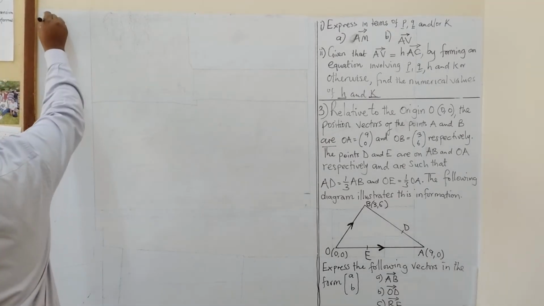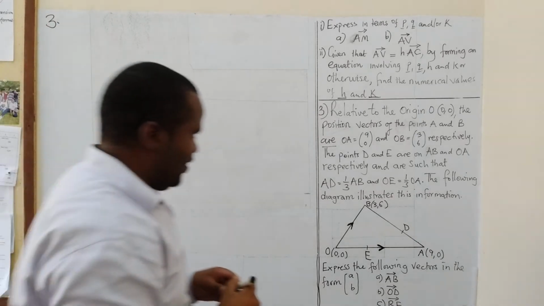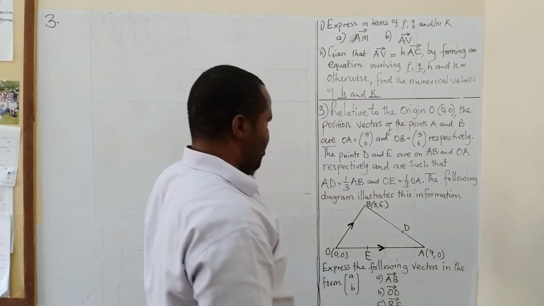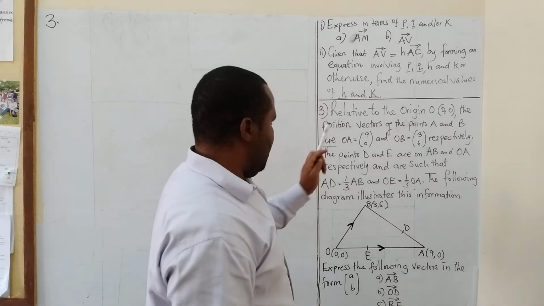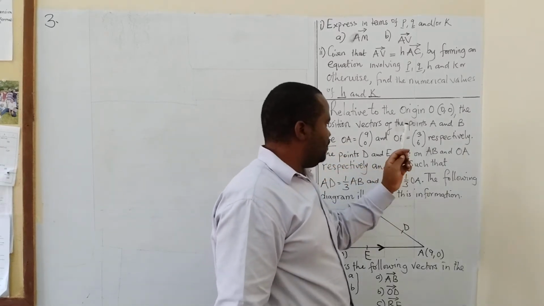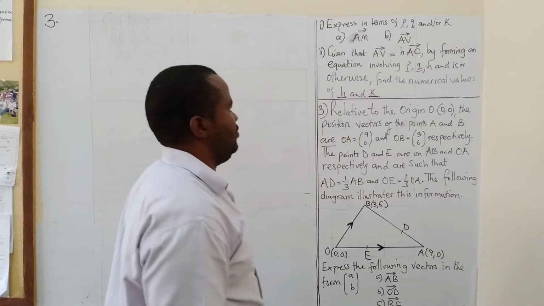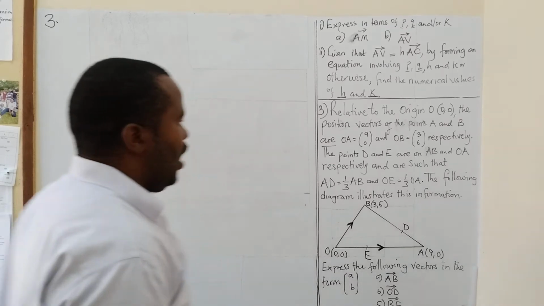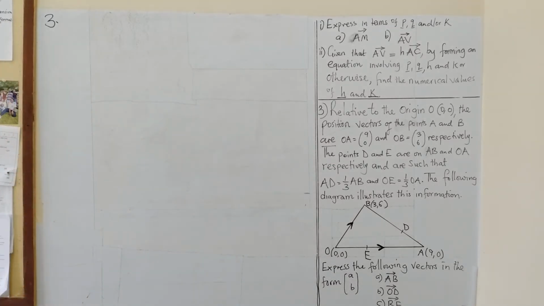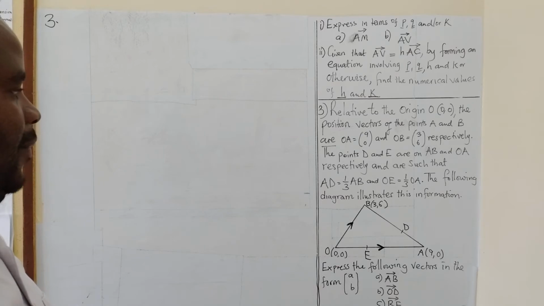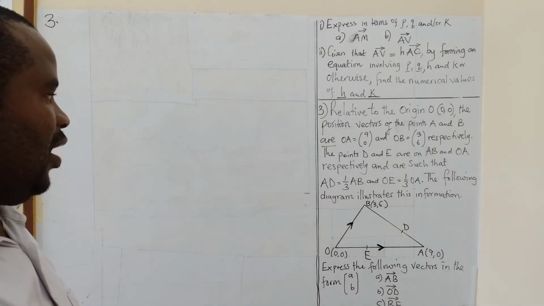Okay, so number 3. We are saying relative to the origin 0, 0, the position vectors of A are OA, which is 9, 0, and OB, 3, 6, respectively. The points D and E are on AB and OA, respectively. AD is 1 over 3 of AB. OE is 1 over 3 of OA. The following diagram illustrates this information.